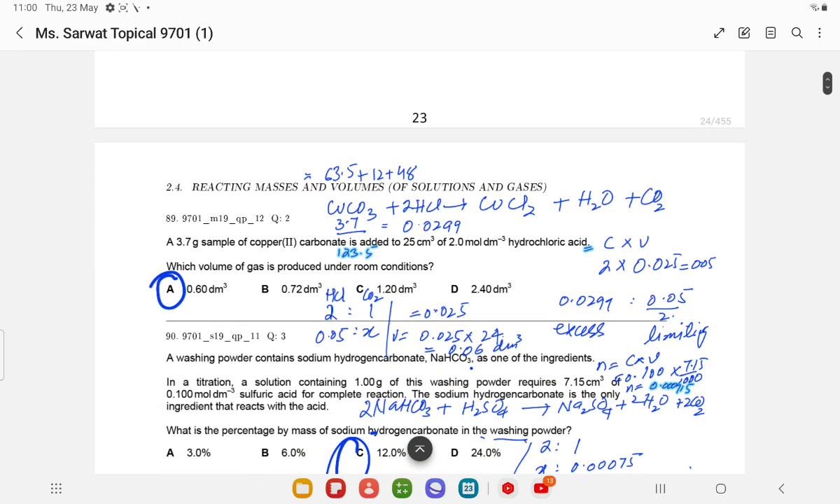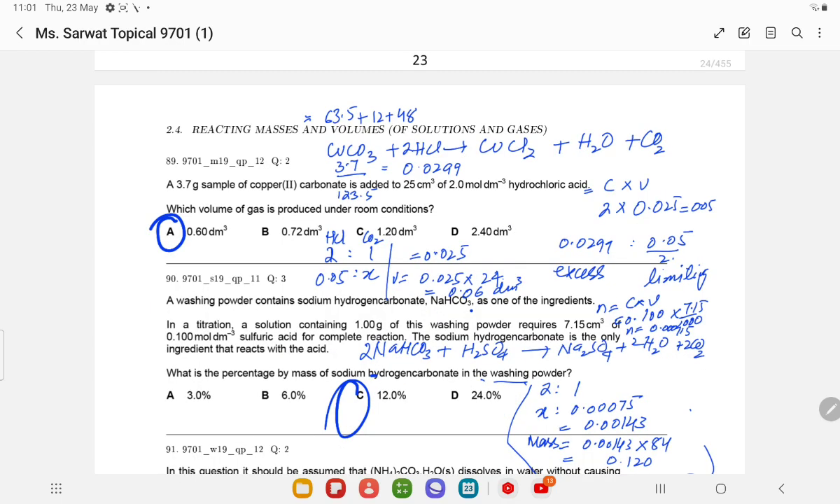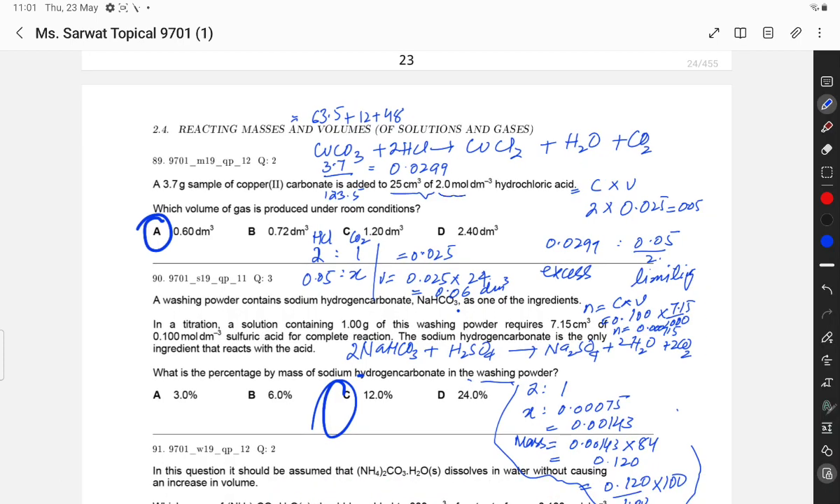So next question is, a 3.7 gram sample of copper(II) carbonate is added to 25 cm³ of 2 mol/dm³ hydrochloric acid. Which volume of gas is produced under room conditions? So this is 3.7 gram. First calculate the mole of HCl and the mole of copper(II) carbonate.